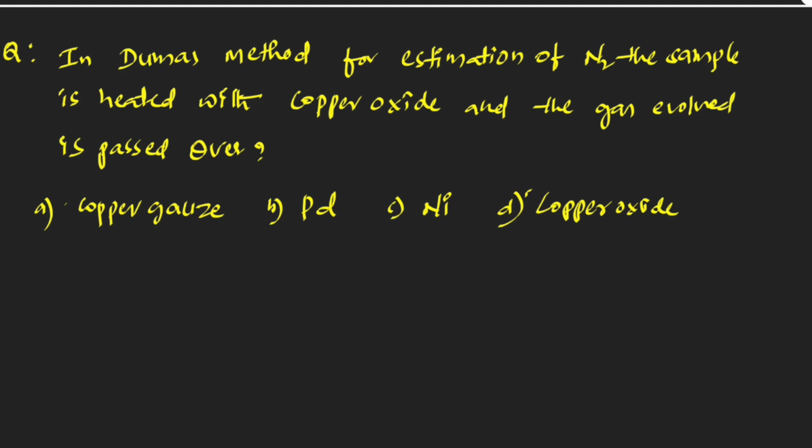In Duma's method, for estimation of nitrogen, sample is heated with copper oxide. The gas evolved is passed over copper gauze, platinum, nickel, or copper oxide. Which is the right answer about Duma's method? Estimation of nitrogen sample is heated with copper oxide and the gas evolved is passing through copper gauze. So the answer is copper gauze.